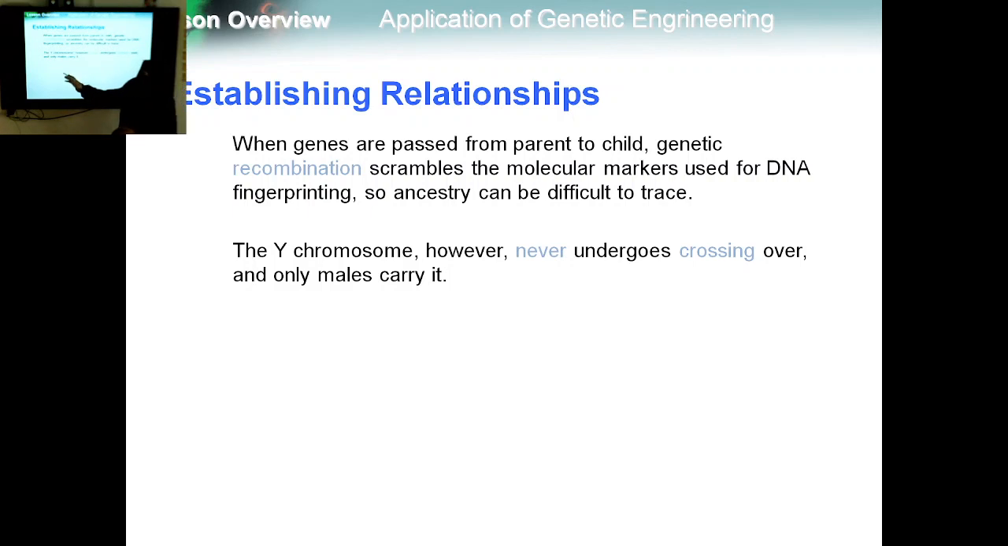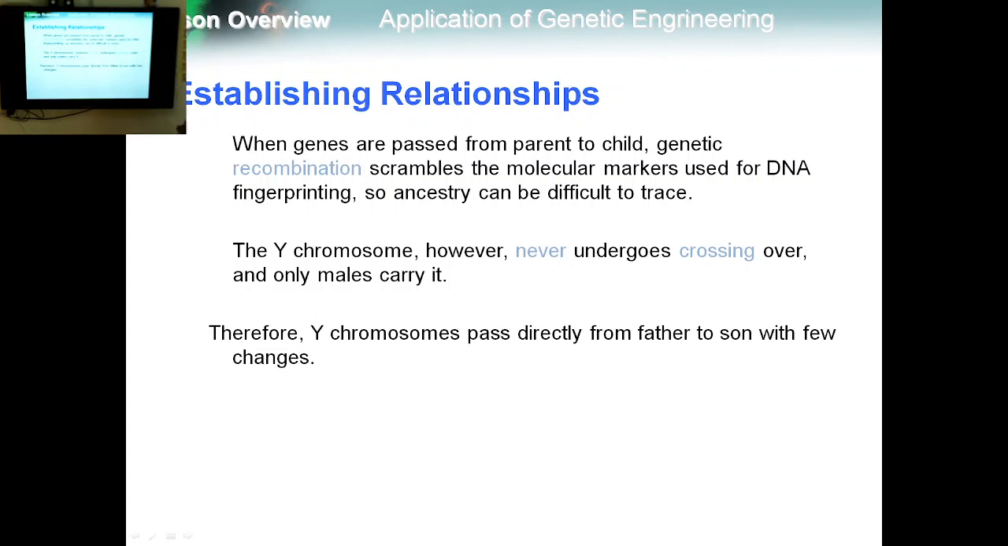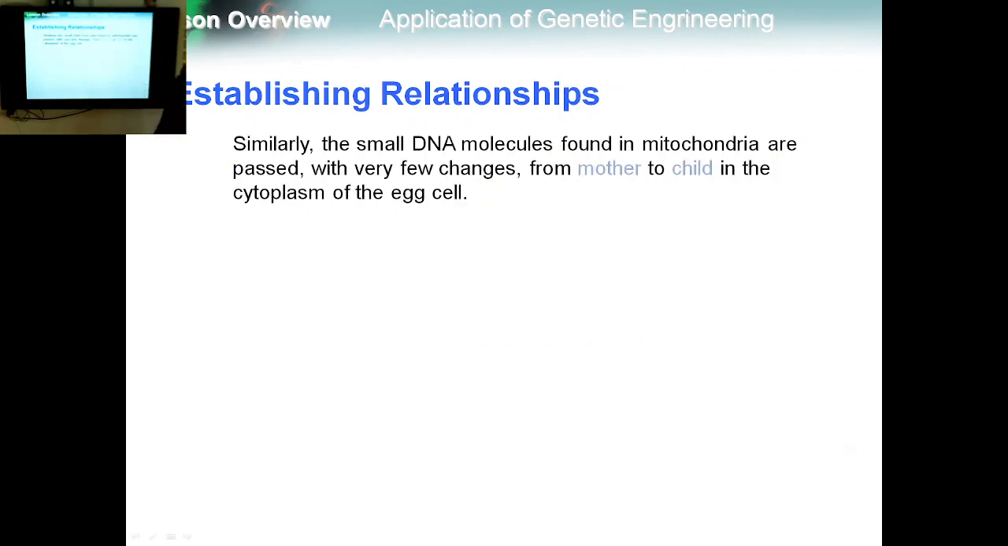The Y chromosome, which must be in males, never undergoes crossing over, and only males carry it. So there is no crossing over in the Y chromosome like other chromosomes such as chromosome 1, 2, 3, 4, and even 5 until pair 21, 22. But in pair 23, the Y chromosome will not undergo crossing over. And you have to know that the Y chromosome passes directly from father to son with a few, very few changes, okay?